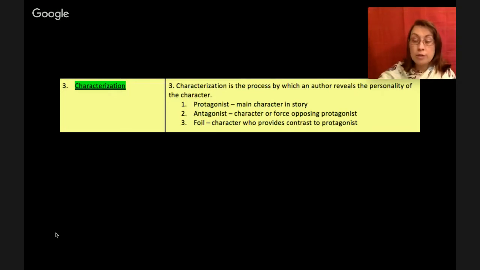Now, if you're not sure what a foil is, think about the story, The Diary of a Wimpy Kid. Okay, the main character is our protagonist. The older brother, Roderick, tends to be the antagonist and create the problems. And then the main character's best friend is the foil. He kind of provides contrast. He's very different than the main character.